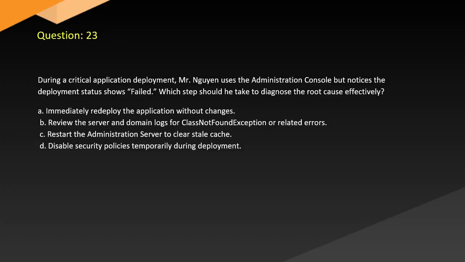Question 23. During a critical application deployment, Istanu uses the administration console but notices the deployment status shows failed. Which step should he take to diagnose the root cause effectively? A. Immediately redeploy the application without changes. B. Review the server and domain logs for ClassNotFoundException or related errors. C. Restart the administration server to clear stale cache. D. Disable security policies temporarily during deployment.